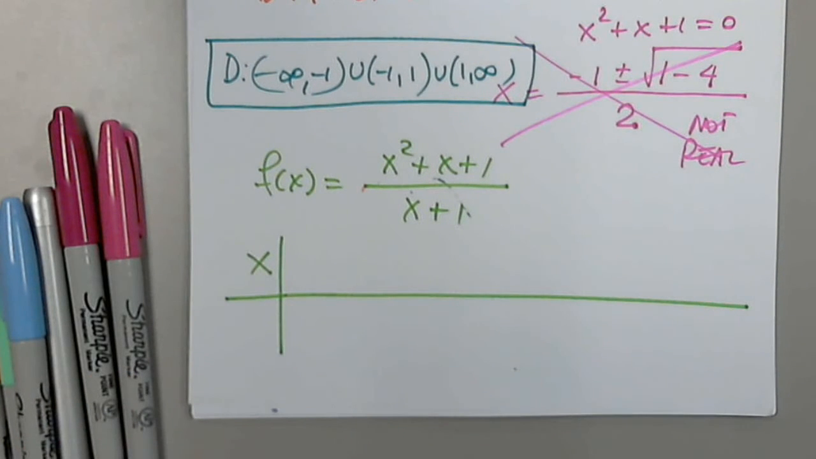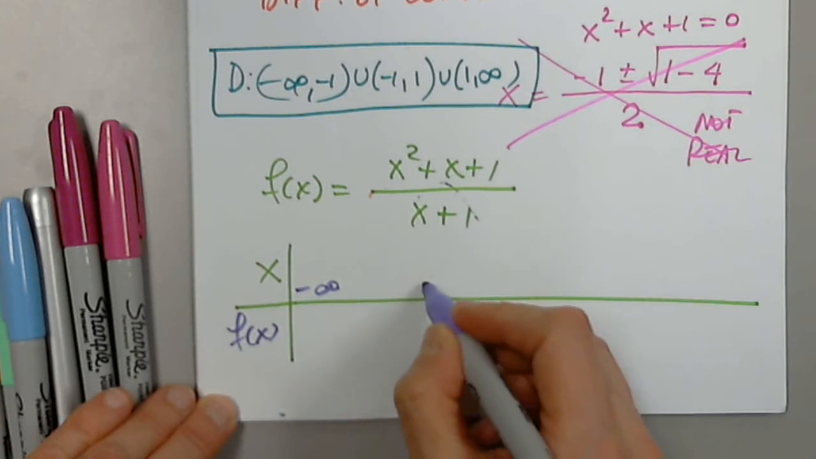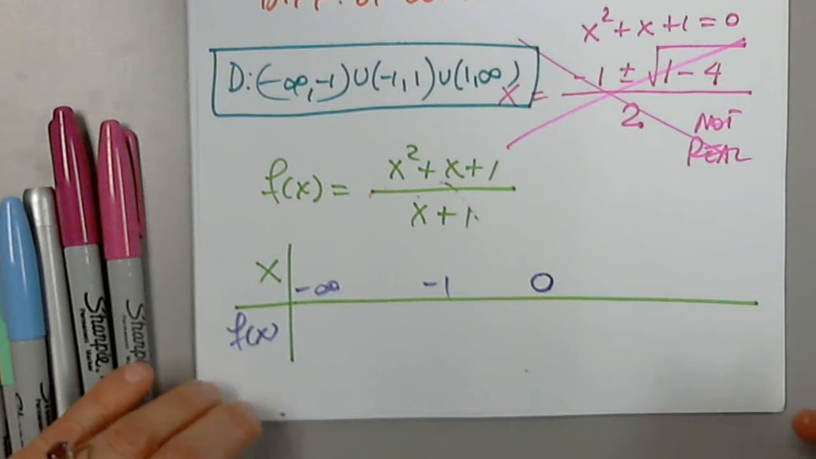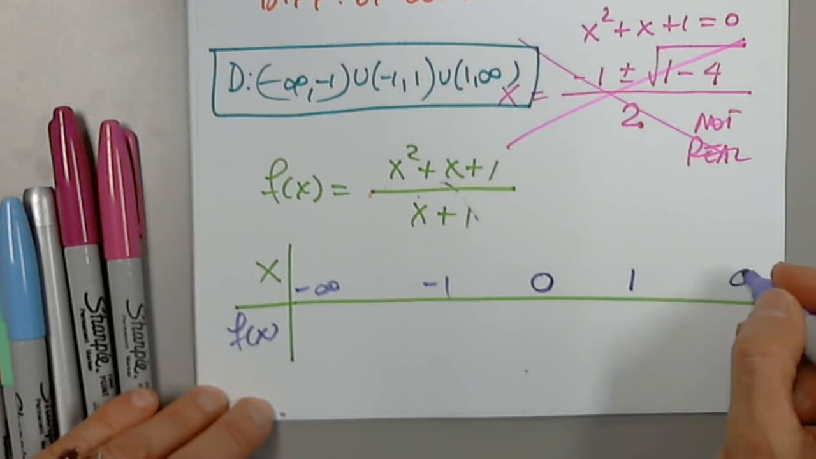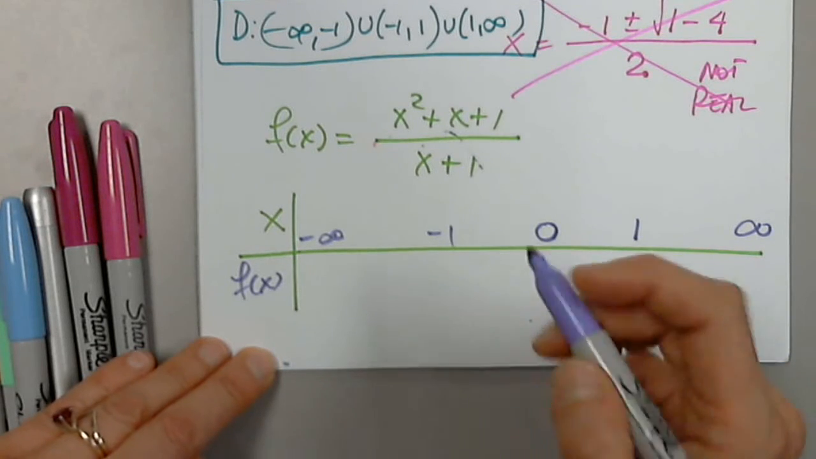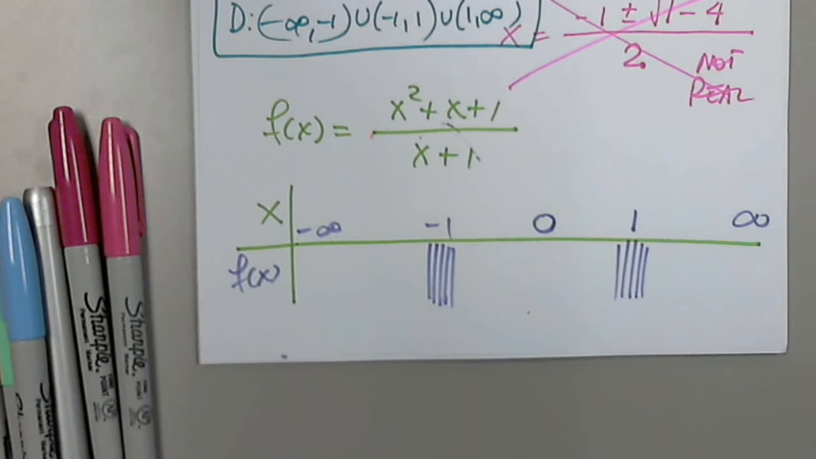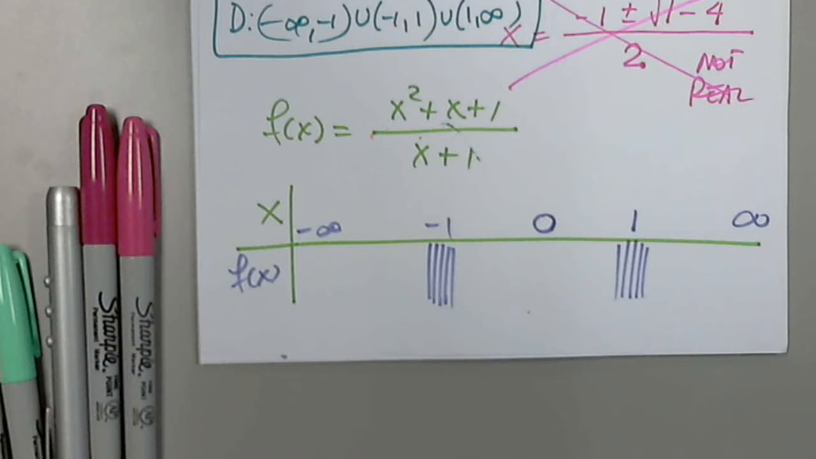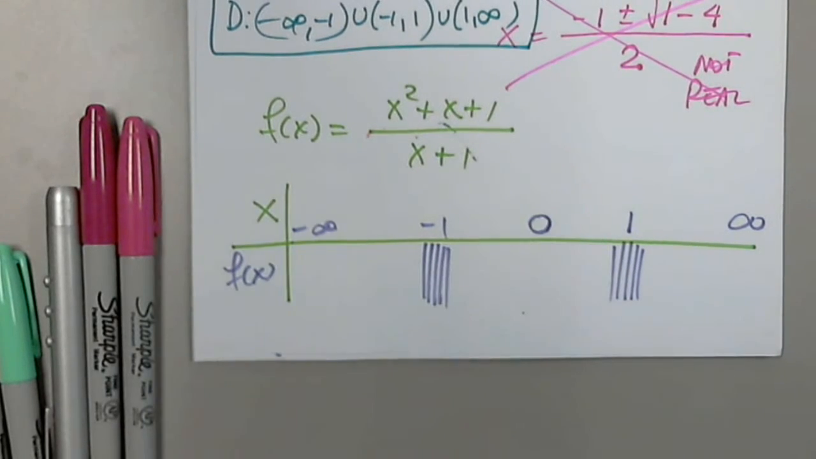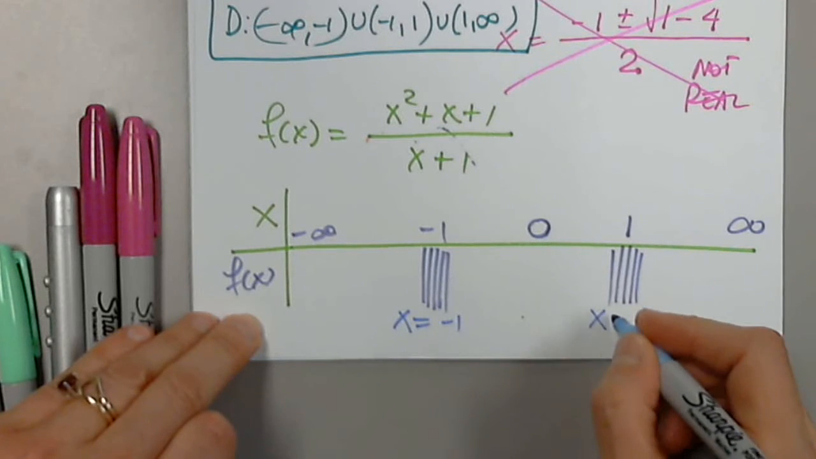So please dictate the domain one more time so I can put it in. Negative infinity, negative 1, 0 has to be in the chart, 1, infinity. Good. What do I write under negative 1 and 1? I don't have a number to write. Awesome. That's all I needed. Now moving on, what do I write under this symbol for x equals negative 1? And what do I write under this symbol for x equals 1?